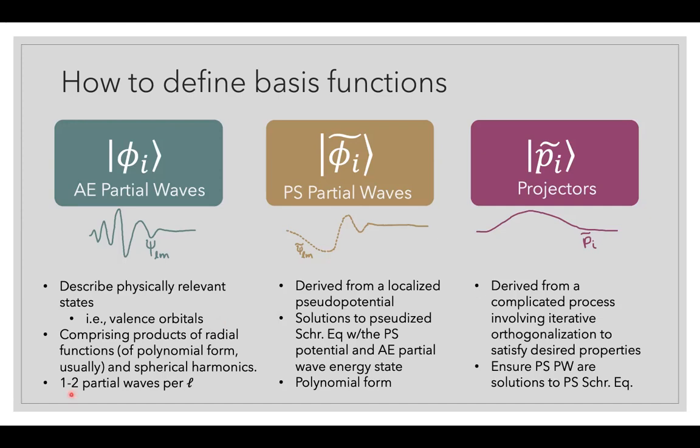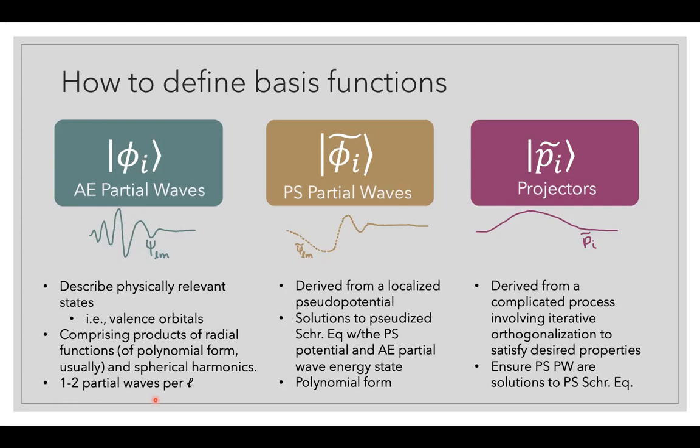An important thing to note here is that typically we only end up using one or two of these partial waves per angular momentum in DFT codes. You don't necessarily need more, although you can, in accordance with the infinite sum. The more that you have, the more accurate your calculations will be. This will come, however, at the expense of your computational costs, so bear that in mind.